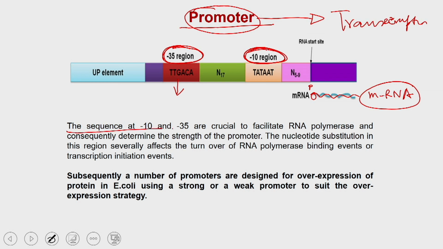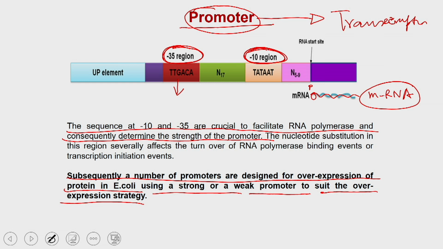So, sequences at the -10 and -35 are crucial for facilitating RNA polymerase binding. Consequently, they determine the strength of the promoter, whether strong or weak. If you play with the composition of the -35 region and -10 region, simply by switching nucleotides or making mutations in the promoter, you could generate a strong promoter versus a weak promoter. Because of this, a number of promoters are being designed for overexpression of a protein in E. coli, using a strong or a weak promoter to suit the overexpression strategy.